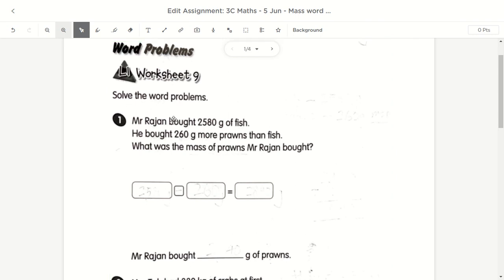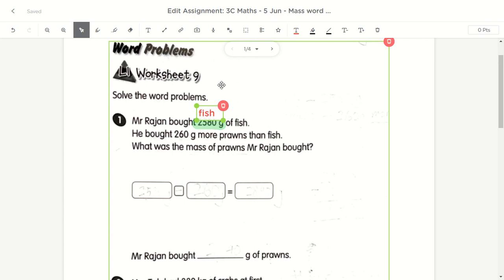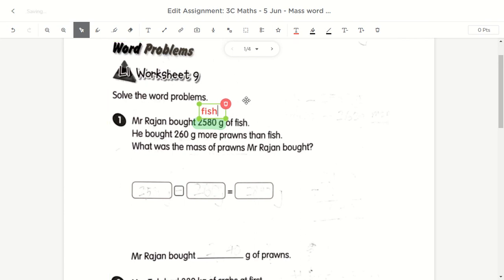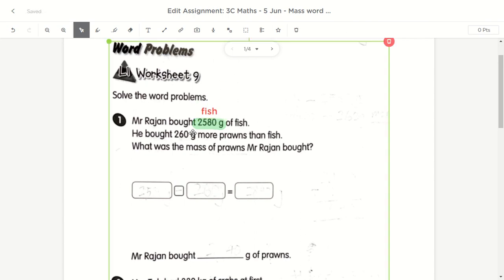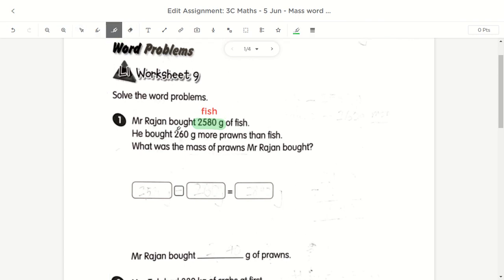Right, so let's start with question 1. Mr. Raja and Mr. Rajan bought 2,580 grams of fish. So highlight this number. This number means something. This number means fish. Okay, and you realize that it says here he bought 260 grams more prawns than fish. So I'm going to highlight here 260 grams more prawns than fish.